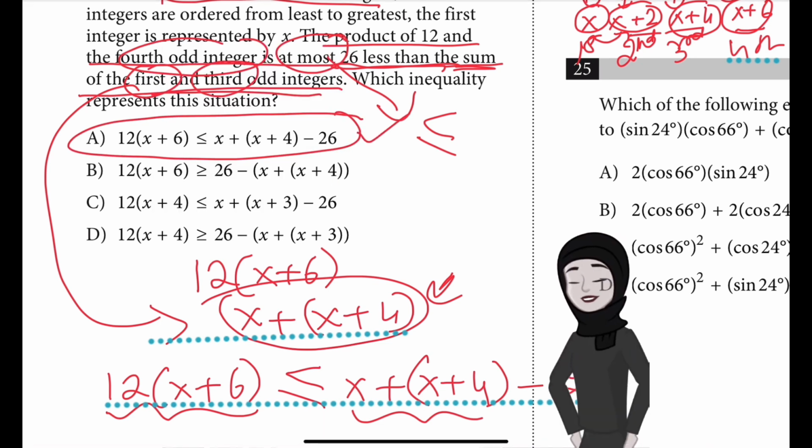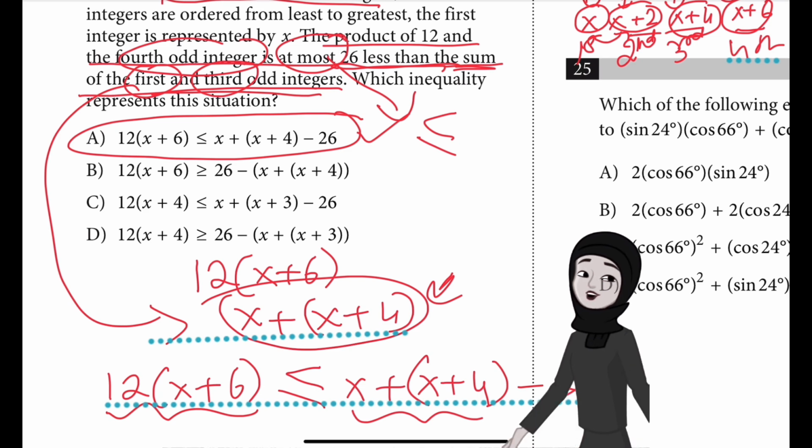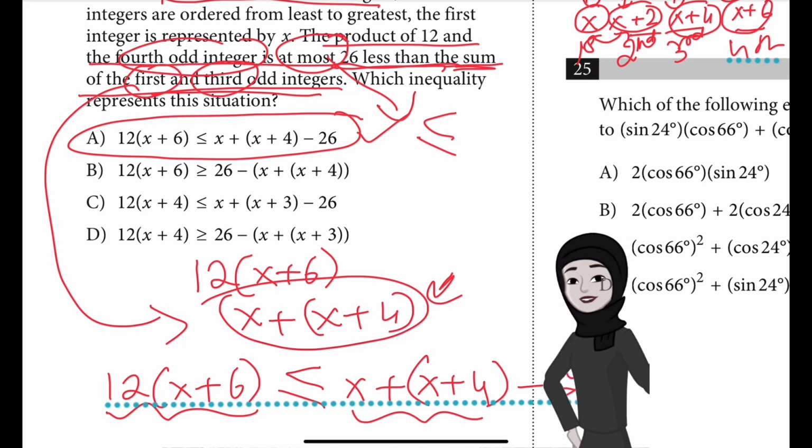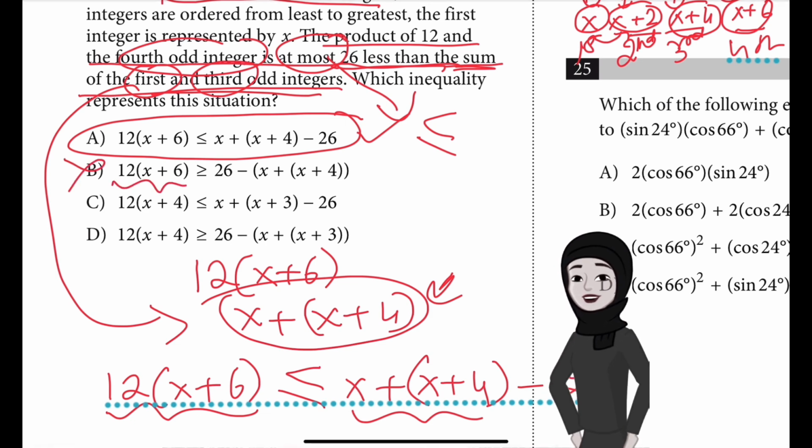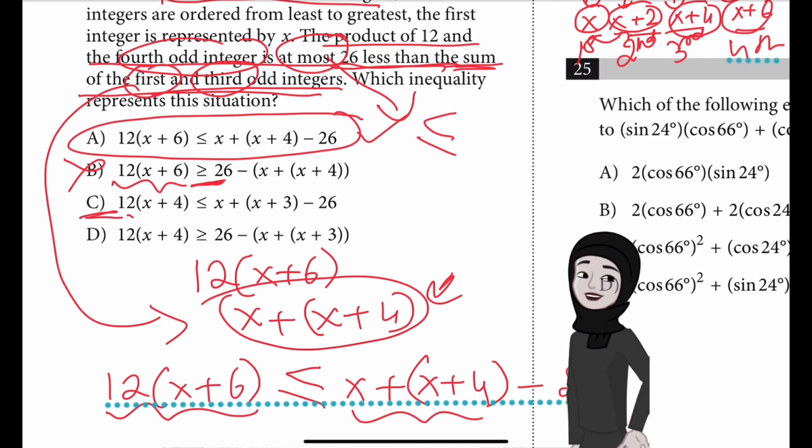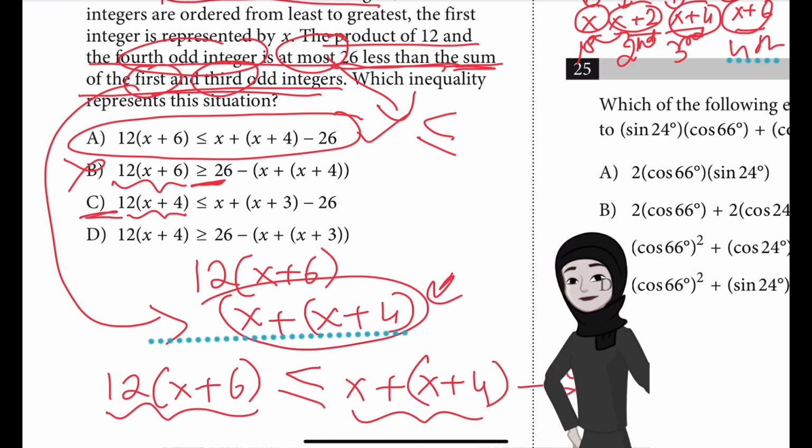Now we have to match it to one of these answer choices. We can see that it is matching answer choice A, because answer choice A correctly has 12 times x plus 6 less than or equal to x plus 4 minus 26. You can see that B is incorrect because instead of at most it has become greater than or equal to. That means at least stands for greater than or equal to.